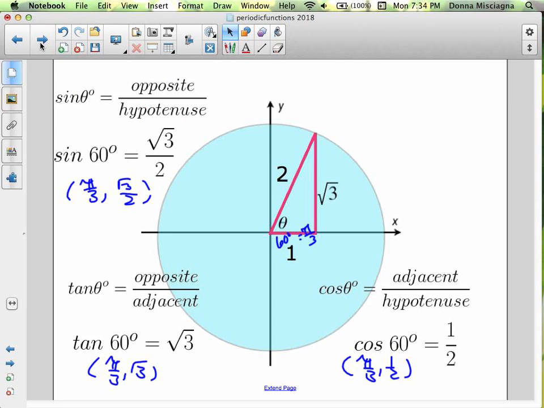Cosine is adjacent over hypotenuse, so that would be 1 over 2, 1/2. So a point on the cosine graph is pi/3, 1/2. Tangent is opposite over adjacent, so that's going to be square root of 3 over 1, or just square root of 3. So pi/3, square root of 3 is a point on the tangent graph.